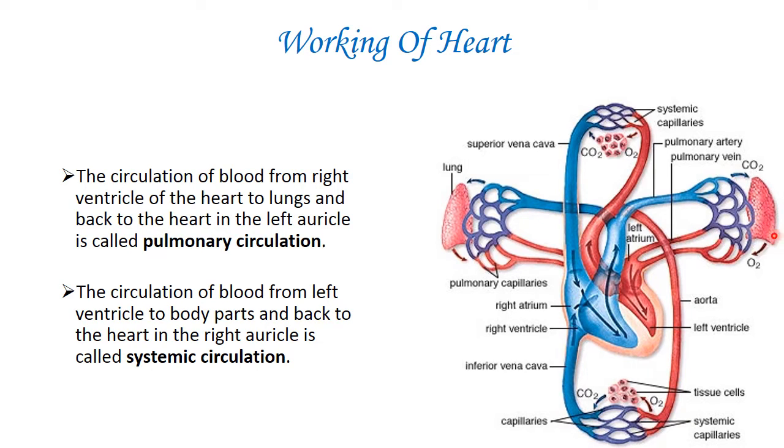So, which path is it following? From right auricle, it is going into the right ventricle and the blood over here is deoxygenated. The deoxygenated blood goes from right auricle into the right ventricle via tricuspid valve. From right ventricle, it goes into the lungs via pulmonary arteries for oxygenation. Now what is happening over here?